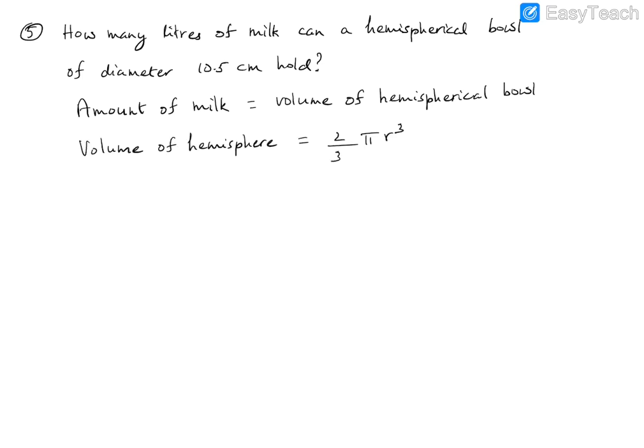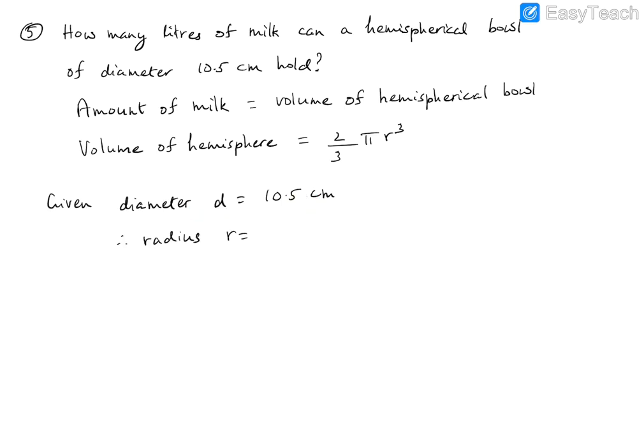Let's write that down. The volume of a hemisphere is 2/3 πr³, which is exactly half of the volume of a sphere. We know the formula for the volume of a sphere is 4/3 πr³, and therefore for the hemisphere it's 2/3 πr³. Okay, we know this formula. So now we have to calculate the volume of the hemisphere, and for that we need the value of the radius, but we are given the diameter.